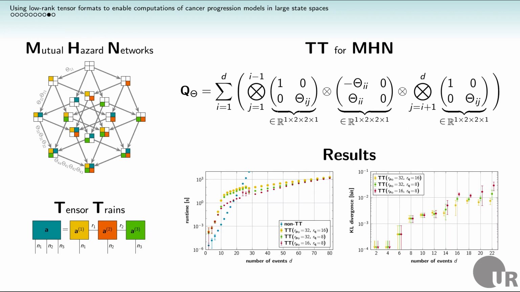To summarize, we presented a mathematical method that enables mutual hazard networks to construct meaningful cancer progression models for a large number of events, and showed that the accuracy of the obtained results can be controlled as we need. This allows for mutual hazard networks to be applied to datasets with a larger number of genomic events, making it possible to discover new interactions between these events.